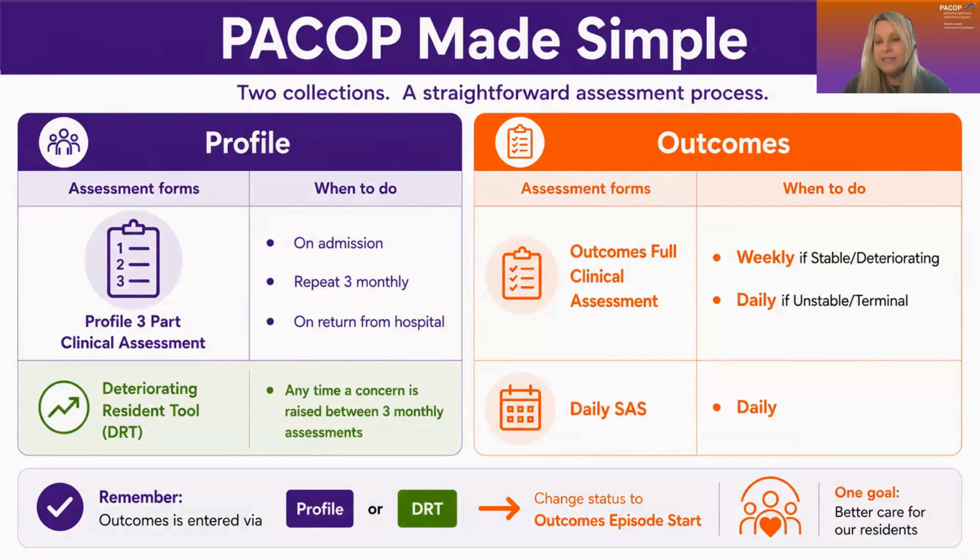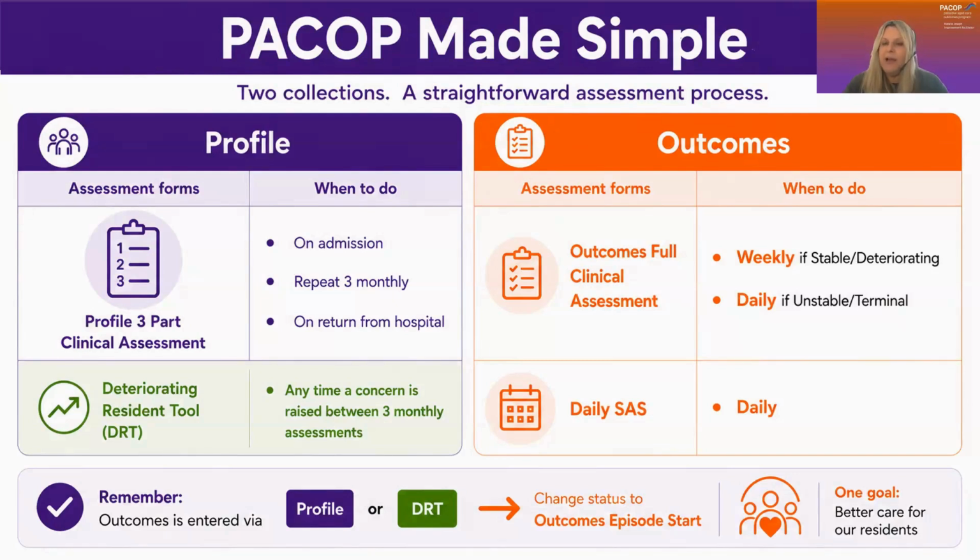That is for when we have identified someone as being probably in the last 3 months of life, through either doing the Profile 3-part clinical assessment tool or the deteriorating resident tool. Through one of those avenues, we have identified that they are likely in the last 3 months of life. We then stop them on the profile and start them on outcomes. And essentially the outcomes is just an increase in the frequency of assessment, because we've already identified that they are deteriorating to a point whereby we're thinking that they have 3 months or less to live.